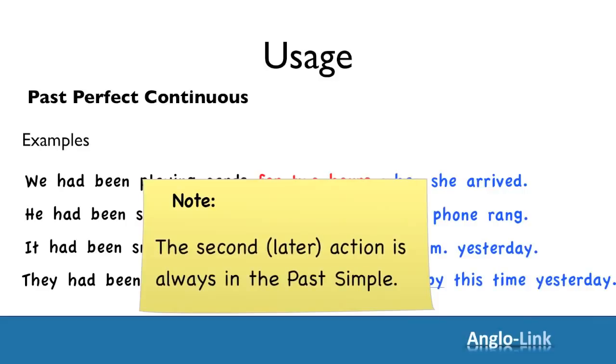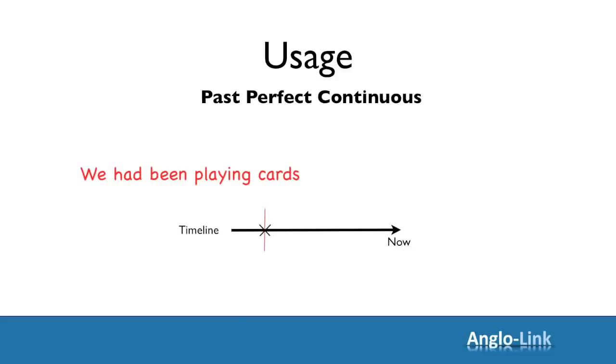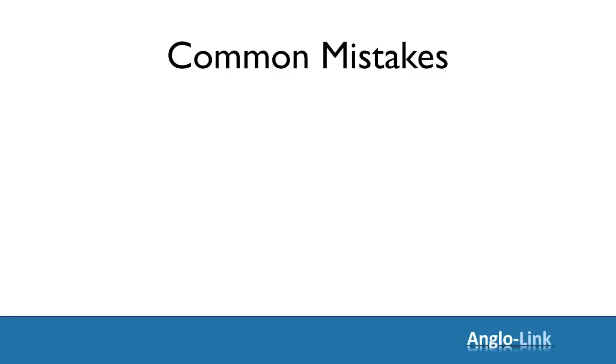Note again that the second or later action is always in the past simple tense. Okay, let's have a look at the timeline. We had been playing cards for 2 hours when she arrived. Right then, that must have easily clarified the differences between these tenses for you. Let's now look at some common mistakes.